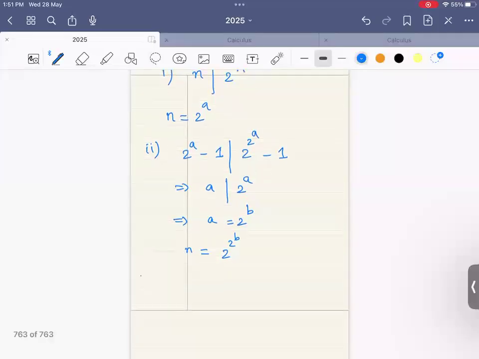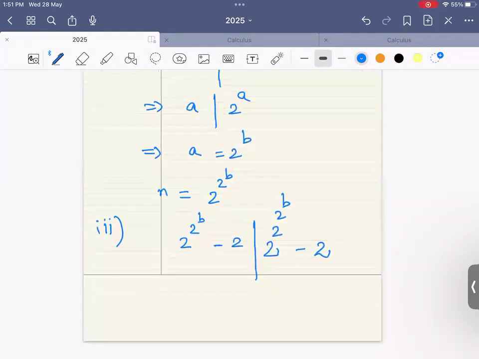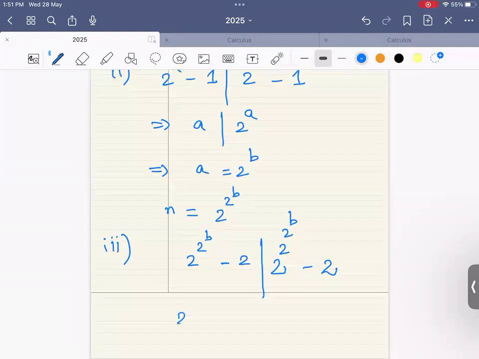Right, so the third condition says that n minus 2, which means that 2 to the power b minus 2, divides 2 to the power n minus 2. What's n? n is 2 to the power b minus 2. So n minus 2 divides 2 to the power n minus 2. So if you divide it by 2, you'll get that 2 to the power b minus 1 divides 2 to the power 2 to the power 2 to the power b minus 1, right?